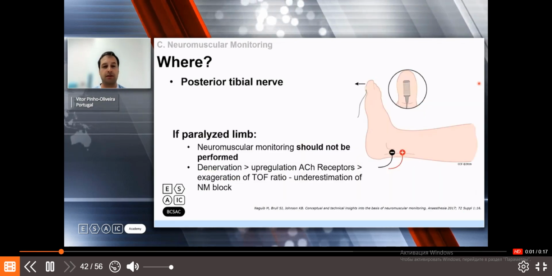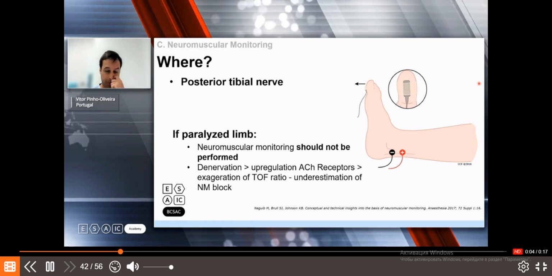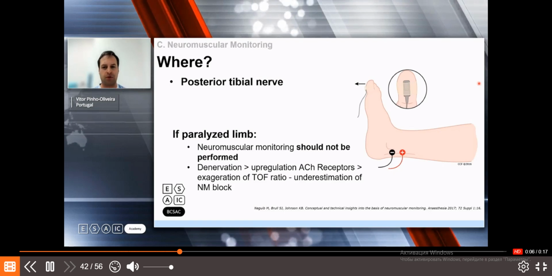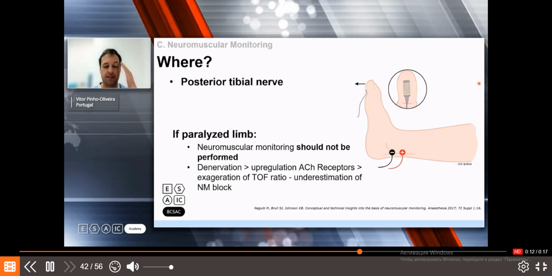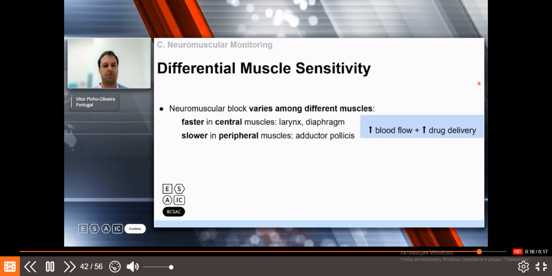Also, the posterior tibial nerve can be monitored. It's also described as a monitoring site in this setting, but if we are using a paralyzed limb, we should not perform it because there is upregulation and an exaggeration of the ratio, with underestimation.